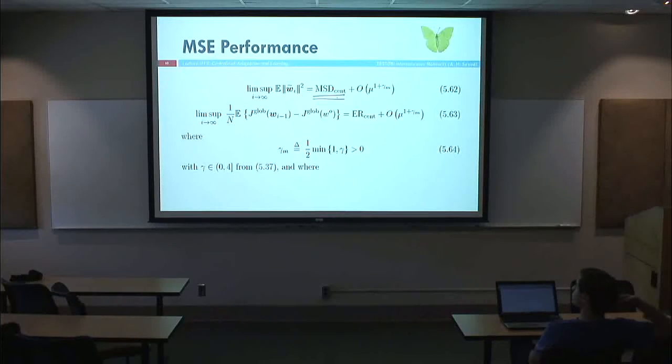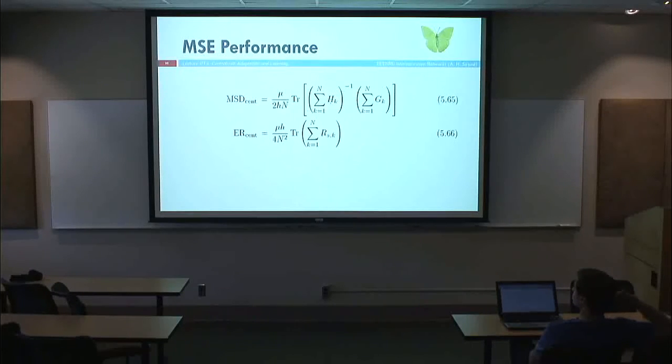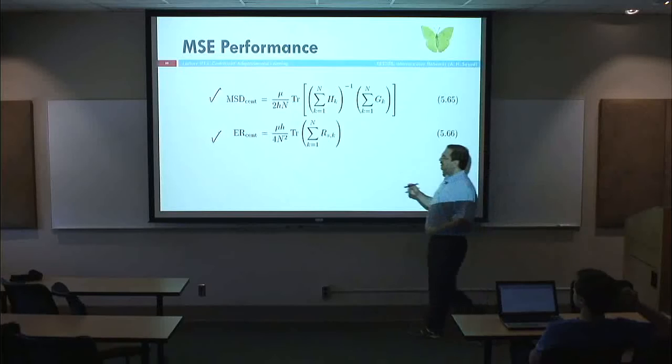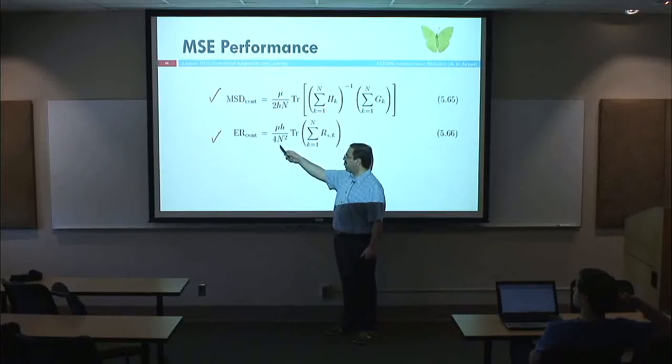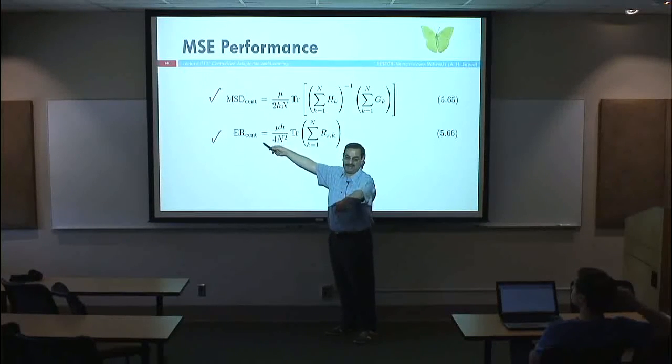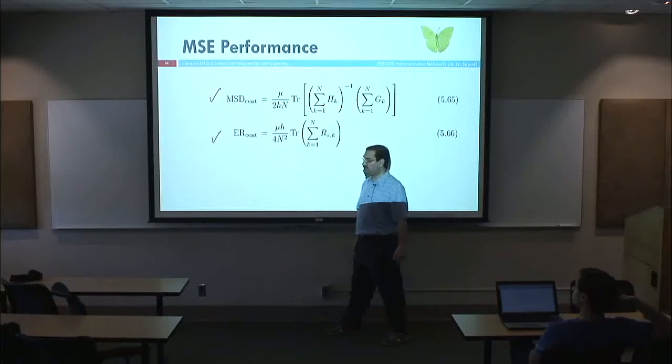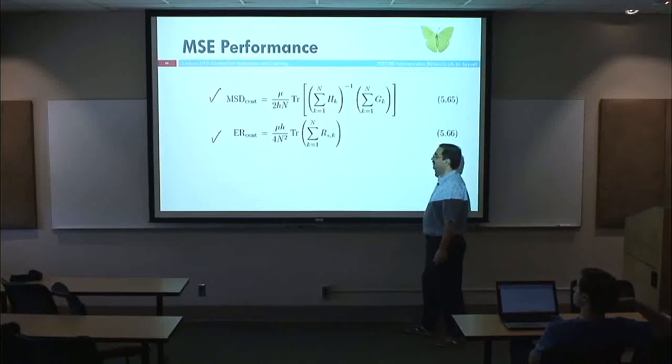Okay, and these terms here, the excess risk and the MSD, they are given by these expressions, which we derived last time. Because the excess risk was mu, so that's mu over n, h over 4, and you have an additional n because when we defined the ER for the centralized, we added that additional n. That's why you end up with n squared here, trace of the sum of RS.